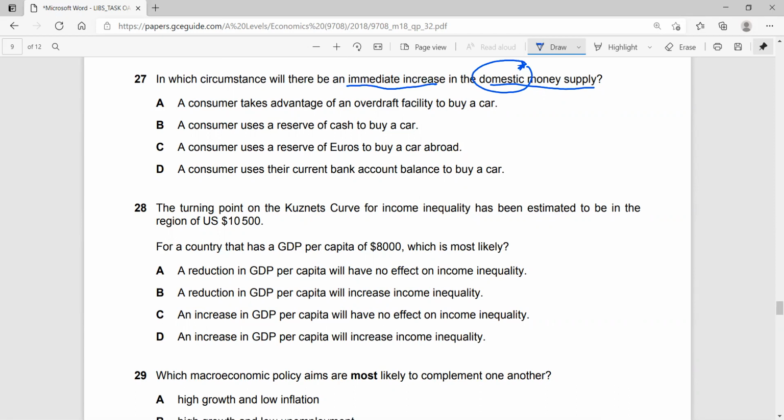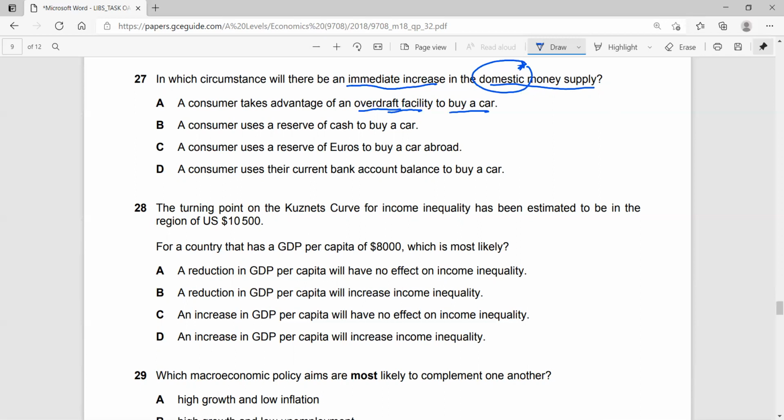A consumer takes advantage of an overdraft facility to buy a car. An overdraft facility is just where you withdraw some money from the bank, but it's overdraft. So you take more than the money you have. Just think of it as a loan from the bank. Now, what this has done is that there was money in the bank that wasn't part of the domestic money supply. It was just in the bank's reserves. You've borrowed from the bank.